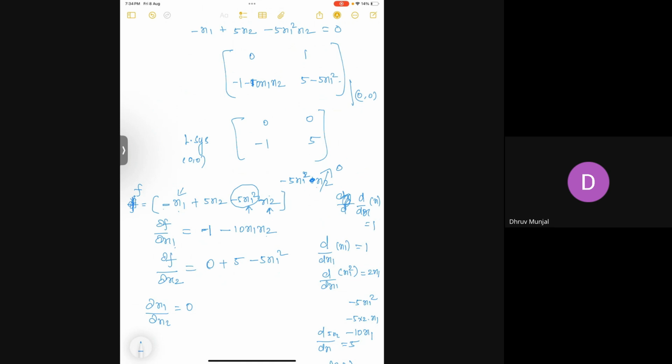Right. I'm just substituting x1, x2 as 0, 0. So you will get a matrix like this. That's it. This is the linearized form of your non-linear system around its equilibrium point.